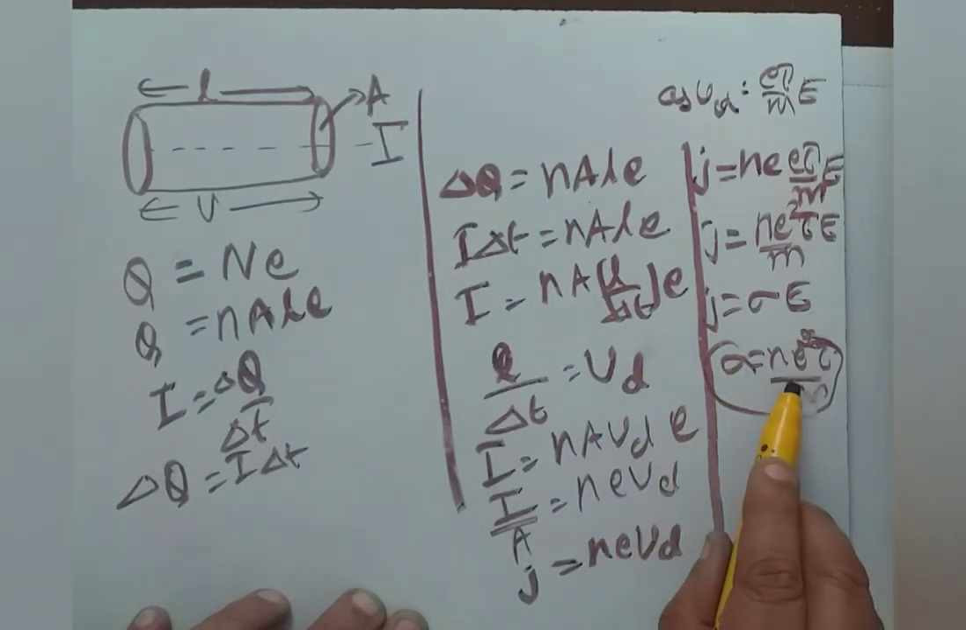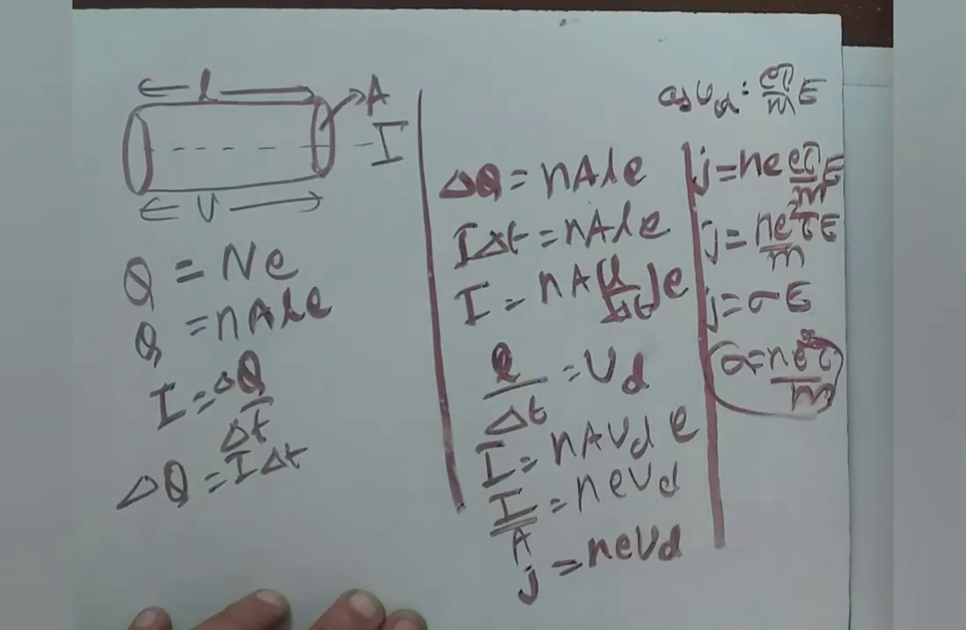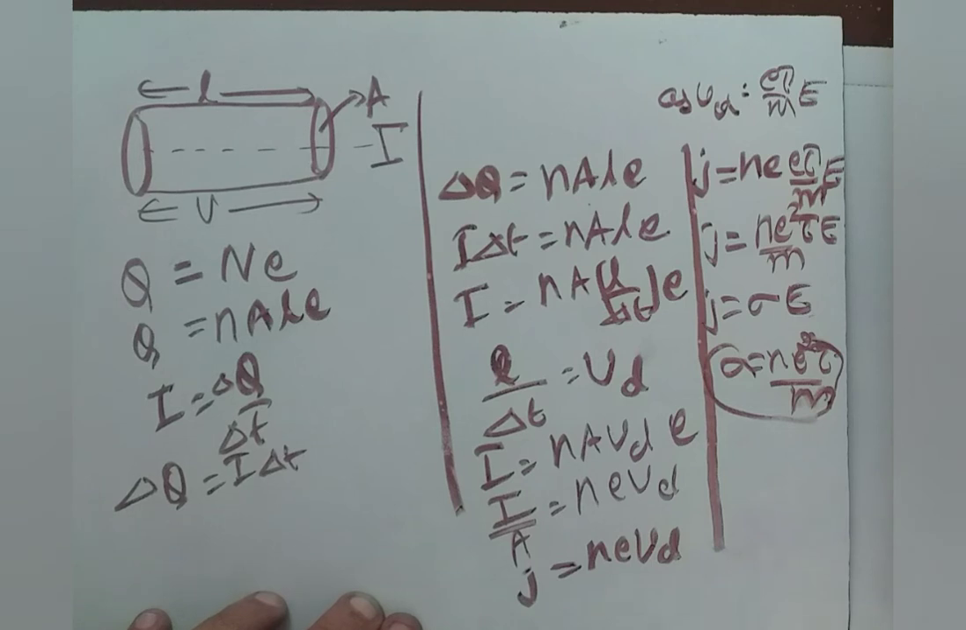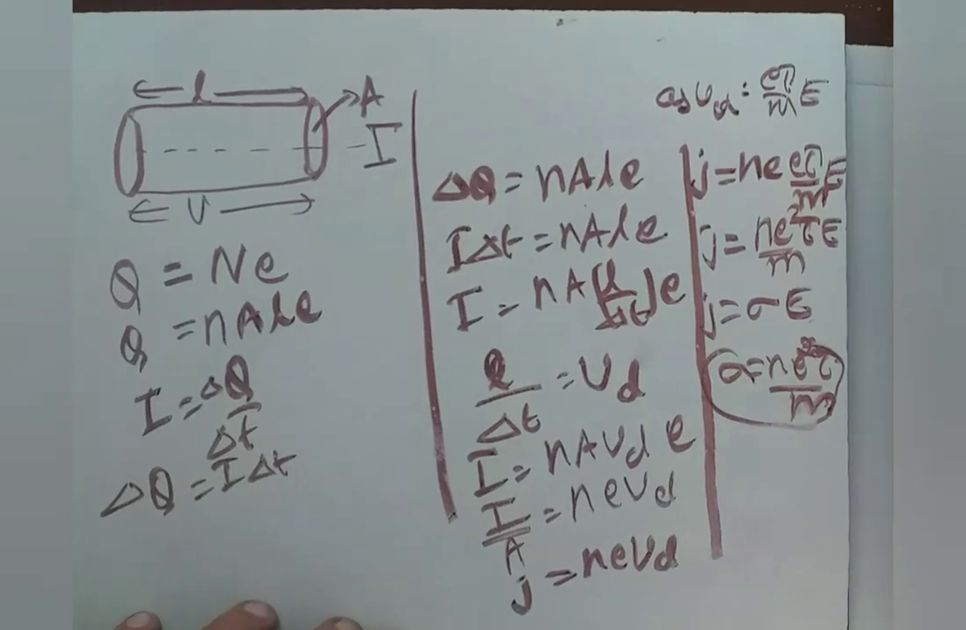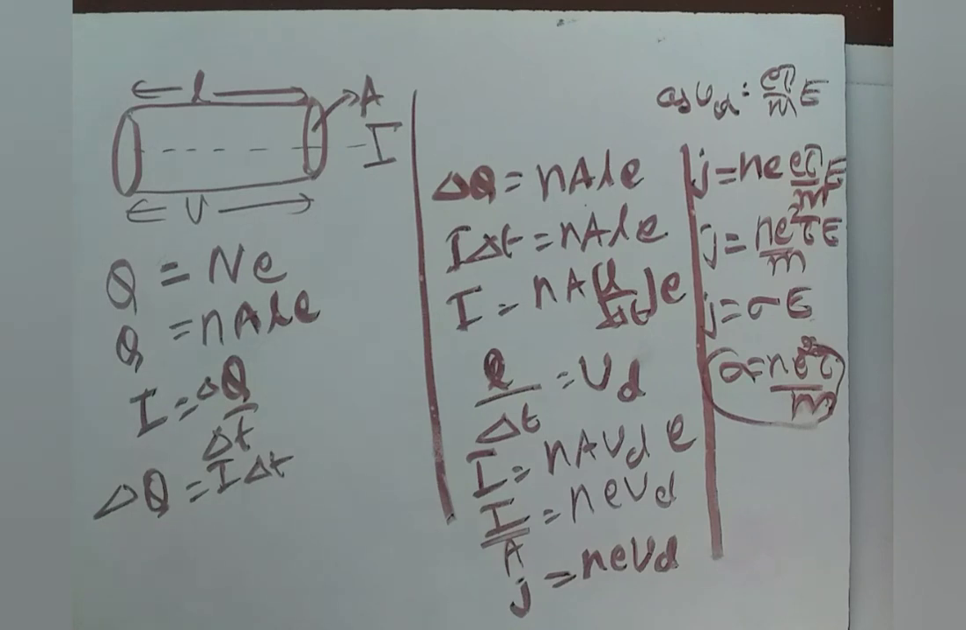Sigma equals n e square tau by m is the expression for conductivity in terms of charge density and relaxation time tau. But before concluding this session, we want to think a little bit about relaxation time. Relaxation time is the average time interval between two consecutive collisions of the free electrons in the metal.